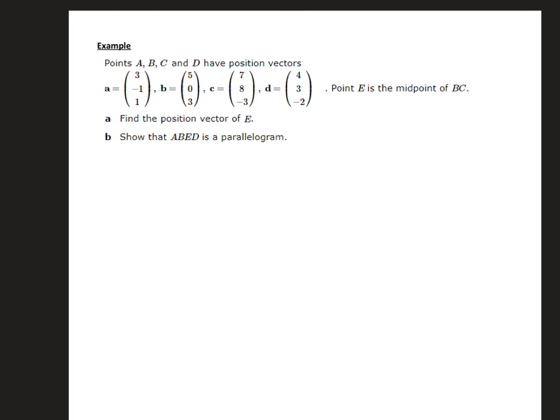Next one, we have points A, B, C, D with position vectors a, b, c, d, and E is the midpoint of BC. So straight away, before I read any more, I'm going to write that E is half (b plus c). And look what part A is asking: find the position vector of E.